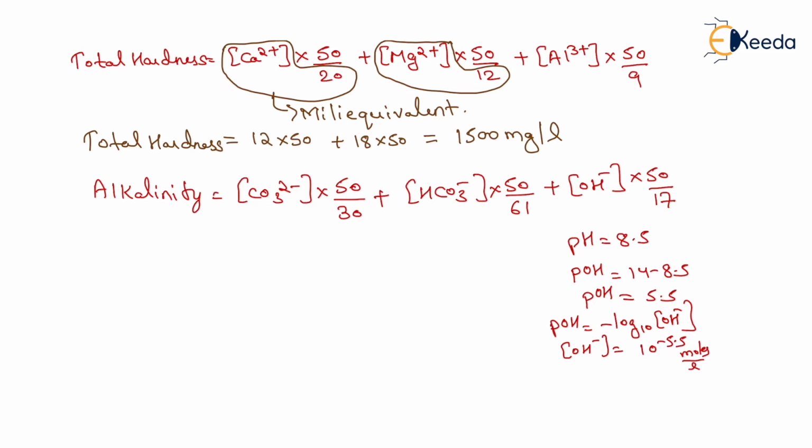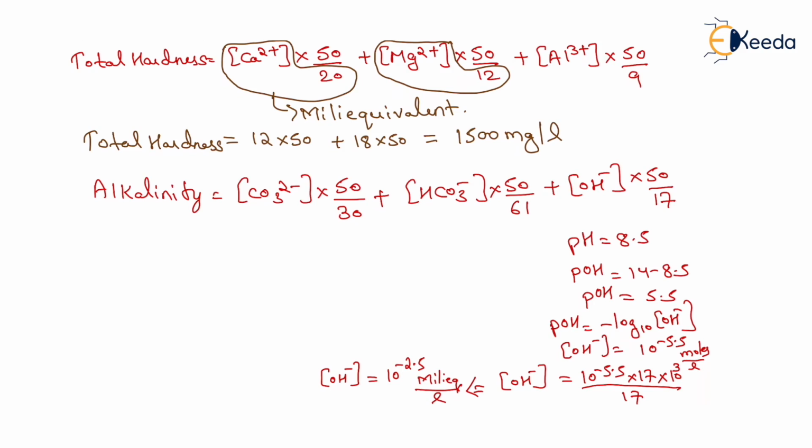But we need this value in terms of milli equivalent per liter. So we convert this value to milli equivalent per liter, for which we multiply the moles per liter by its ionic weight, that is 17 grams, and convert it to milligrams, that is 17 into 10 to the power 3 milligram per liter, and we divide this by its ionic weight, that is 17. We get the concentration of OH negative in milli equivalent per liter, which is equal to 10 to the power minus 2.5 milli equivalent per liter. Okay, that is the concentration of OH negative in milli equivalent per liter.